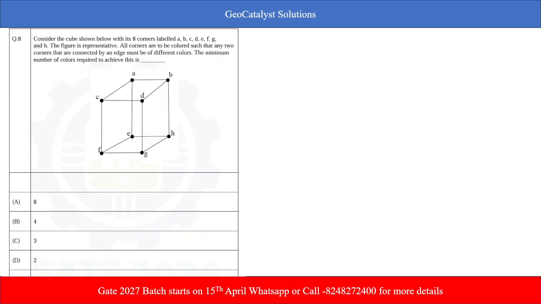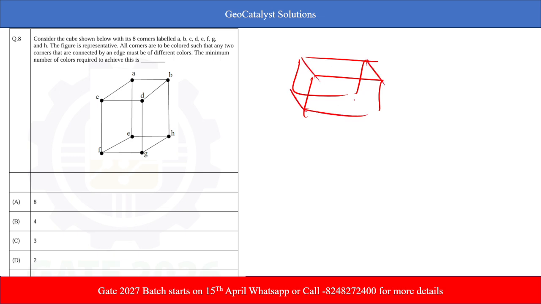Now coming to the 8th question. So here the question is, consider the cube shown below with 8 corners labeled A to H. The figure is representative. All corners are to be colored such that any two corners that are connected by an edge must be of different colors. The minimum number of colors required to achieve this is, okay. So let's start drawing.